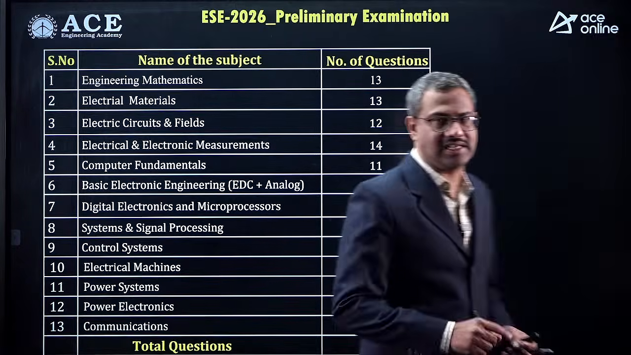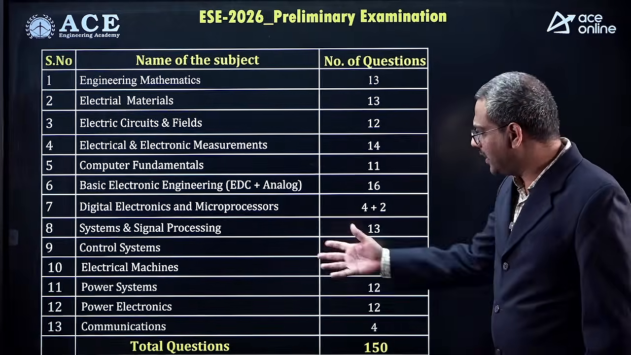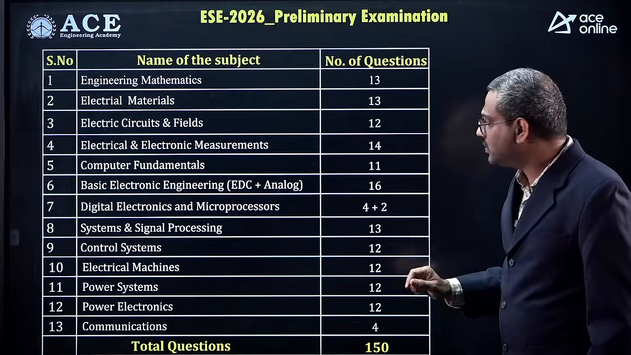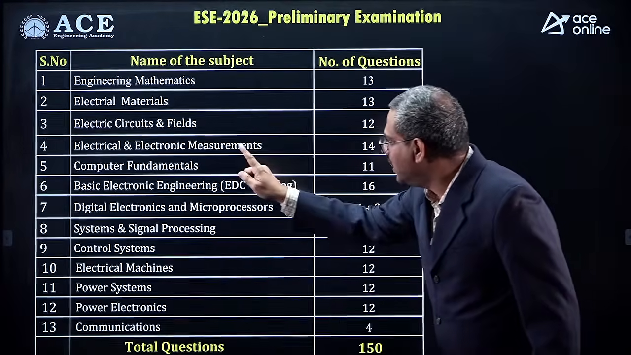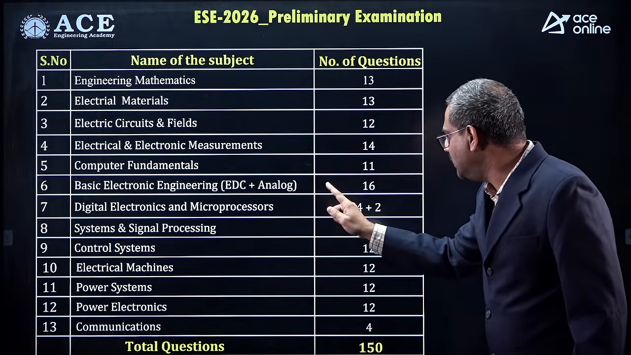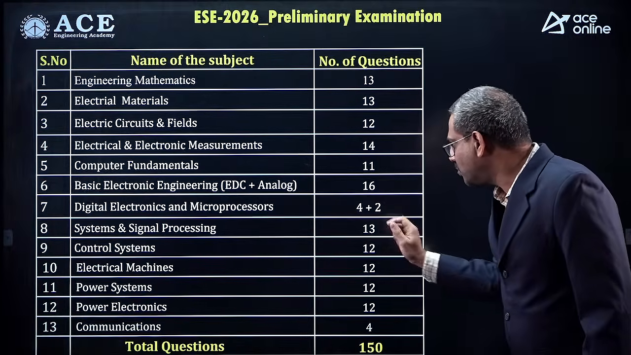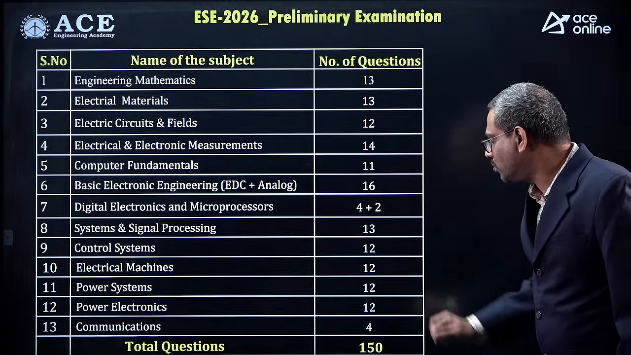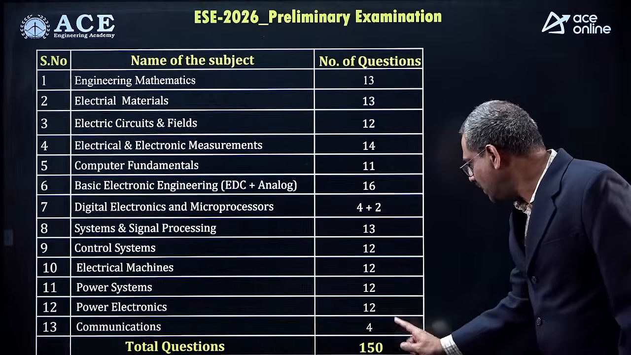Now this is a very important slide that you go through now. As you know, all the subjects, including communication, technical subjects, core subjects. Now engineering mathematics came for 13 questions, electrical materials 13, circuits and fields 12, electrical electronic measurements 14, computer fundamentals 11, basic electronic engineering where EDC and analog combined to 16, digital electronics and microprocessors 4 plus 2, 6, systems and signal processing 13, control system 12, electrical machines 12, power systems 12, power electronics 12 and communication 4.